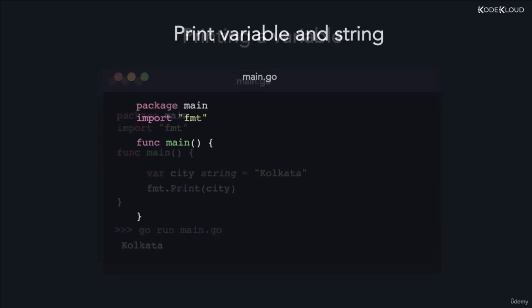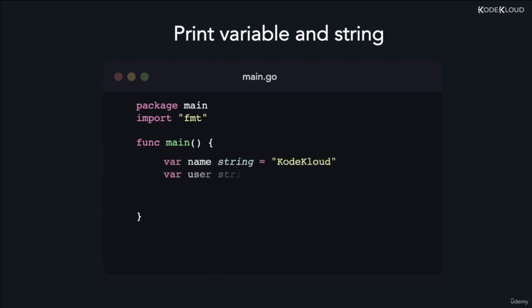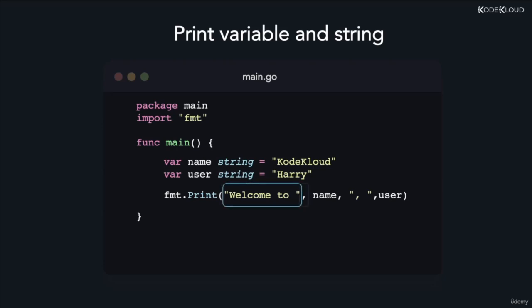Let's see how we can print a variable and a string together. To start with, we're going to declare and initialize two variables, name and user. Now to print them together, we are going to write a print statement using the fmt.Print method. First we have a string, Welcome to, then a comma to add more. Now we have added the name variable, again a comma, again a string. This string consists of a comma and white space, again a comma to add more, and then finally the user variable.